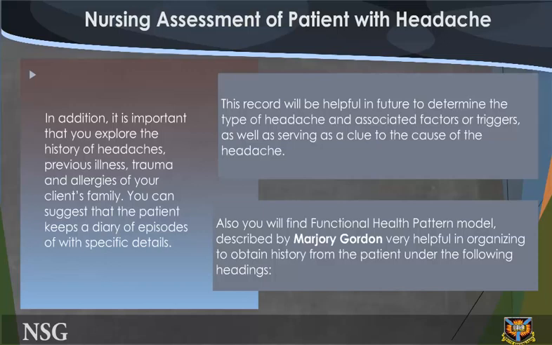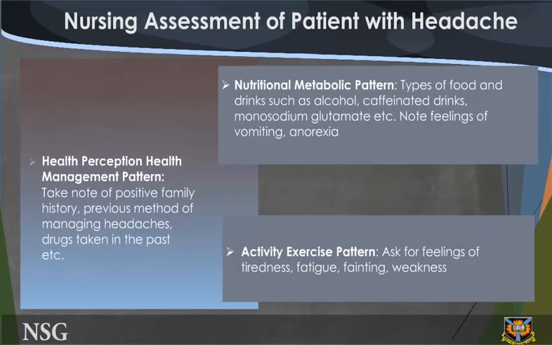Also, you will find the functional health pattern model described by Marjory Gordon very helpful in organizing how to obtain history from the patient under the following headings. Health perception, health management pattern. Take note of positive family history, previous methods of managing headaches, drugs taken in the past, etc.